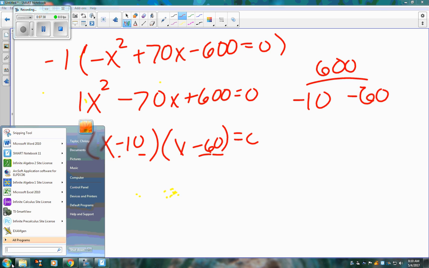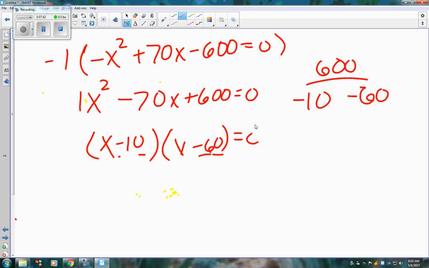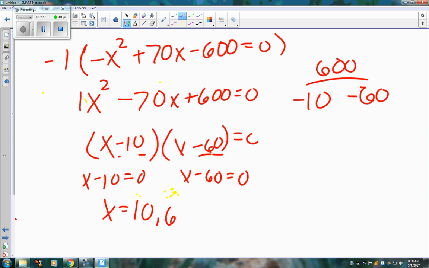Alright, so once you get your factors, you're going to set each factor equal to 0. So I'm going to have x minus 10 equals 0 and x minus 60 equals 0. So that x equals 10 and 60. So what's my answer?